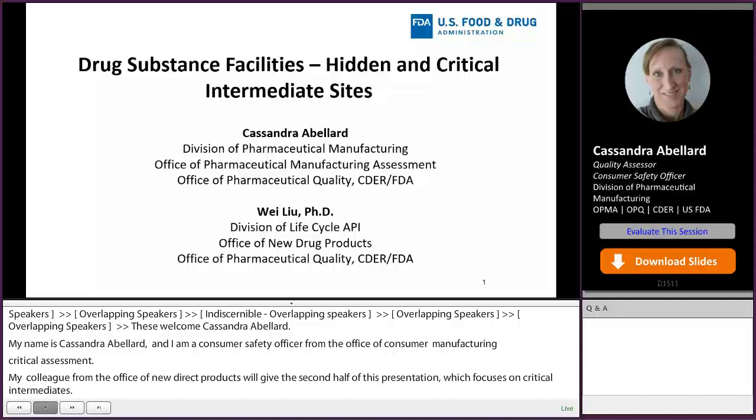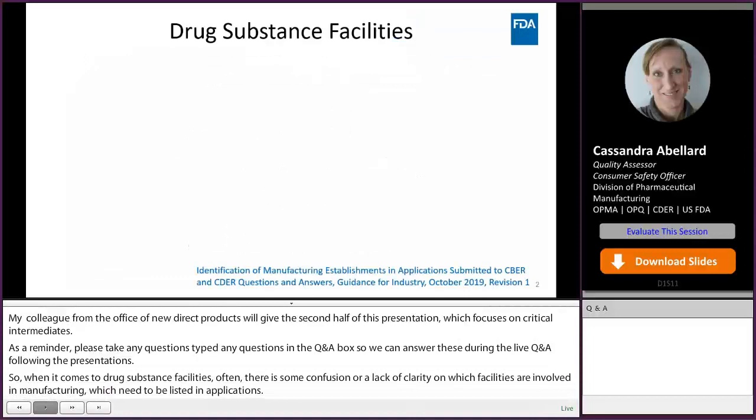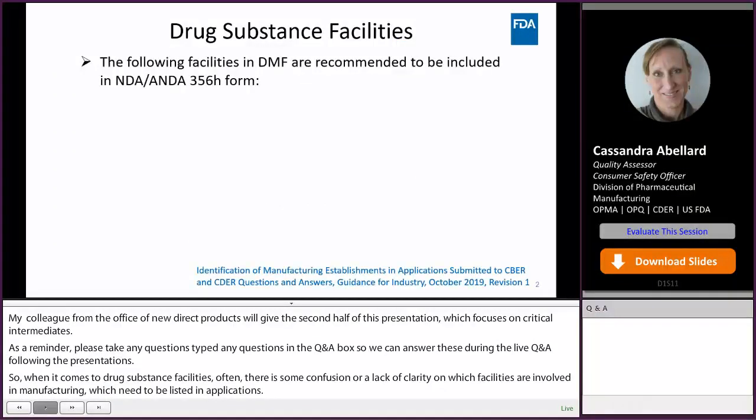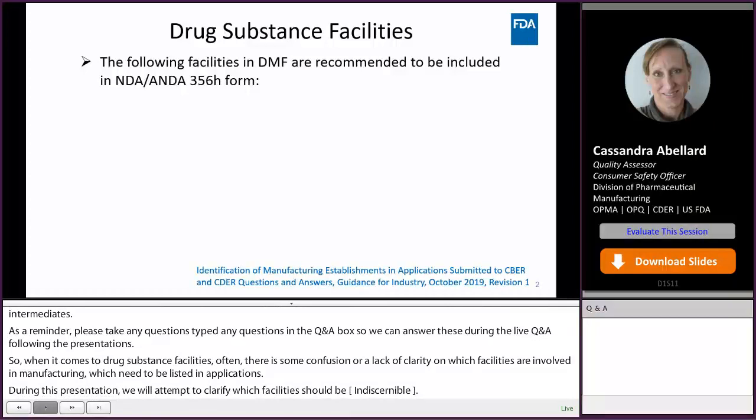So when it comes to drug substance facilities, often there's some confusion or lack of clarity on which facilities involved in manufacturing need to be listed in applications. During this presentation, we'll attempt to clarify which facilities should be listed. The following facilities in the DMF are recommended to be included on the NDA and/or ANDA 356H form.